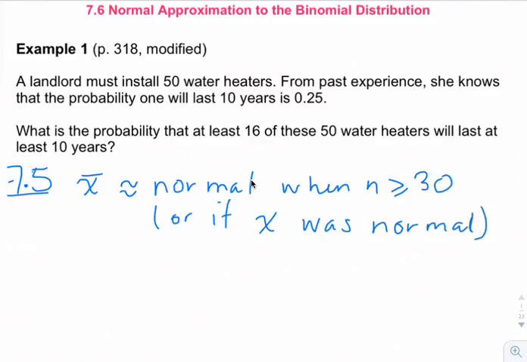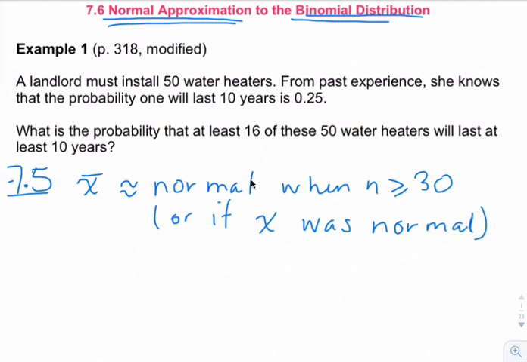In this case, we're going to make another normal approximation, but in this case we're going to be starting with the binomial distributions that we saw in chapter 6. So let's look at this particular example that we're going to be exploring after the body of the content. So here we have a landlord who must install 50 water heaters. From past experience, she knows that the probability that any one of them will last at least 10 years is 0.25. So the question is, what is the probability that at least 16 of these water heaters will last at least 10 years?